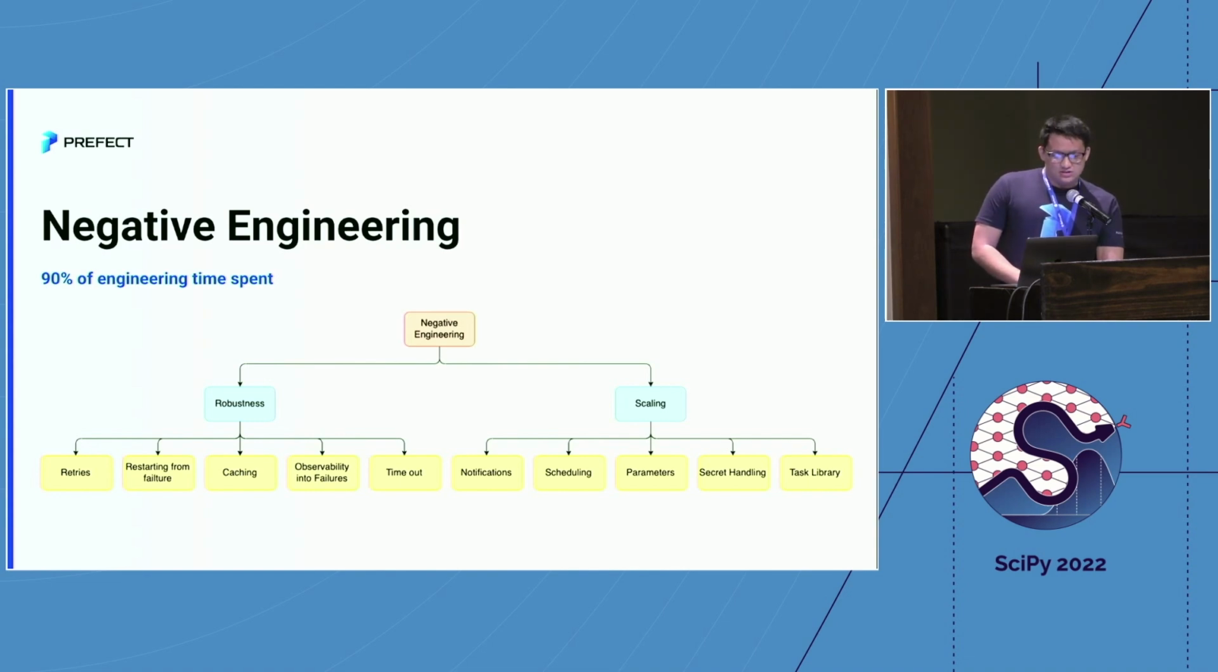And negative engineering is the collection of these defensive engineering things that you need to do in order to make sure that your positive engineering continues to run smoothly. For example, how do you restart from failure? How do you code retries? How do you time out if things are taking too long? And on the scaling side, how do we schedule your workflows? How do we give notifications in the event that things fail? These are all things you'd have to code on your own, and these are things that are normally addressed or given to you if you use a workflow orchestration framework.